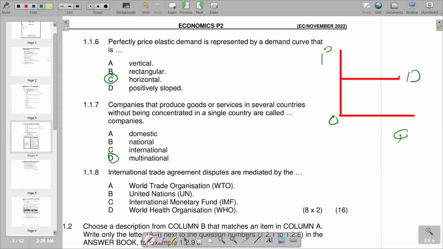And then we go to 1.1.8, international trade agreements disputes are mediated by this: A, World Trade Organization, B, United Nations, C, International Monetary Fund, and D, World Health Organization. But we know that the correct answer that we have is United Nations and its role in trade.